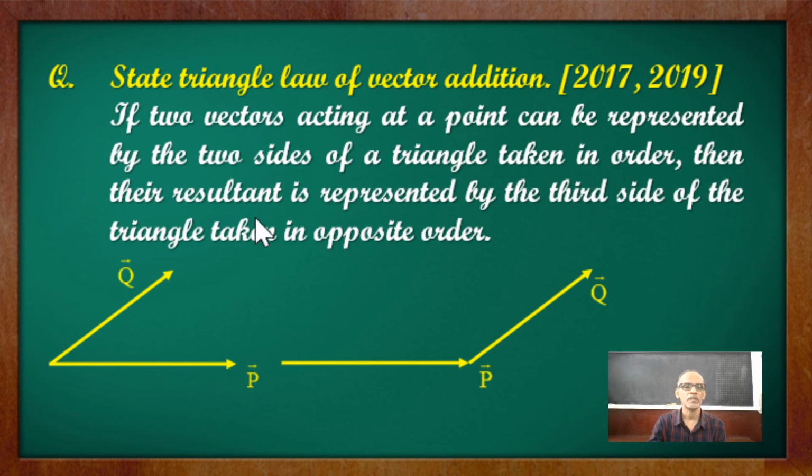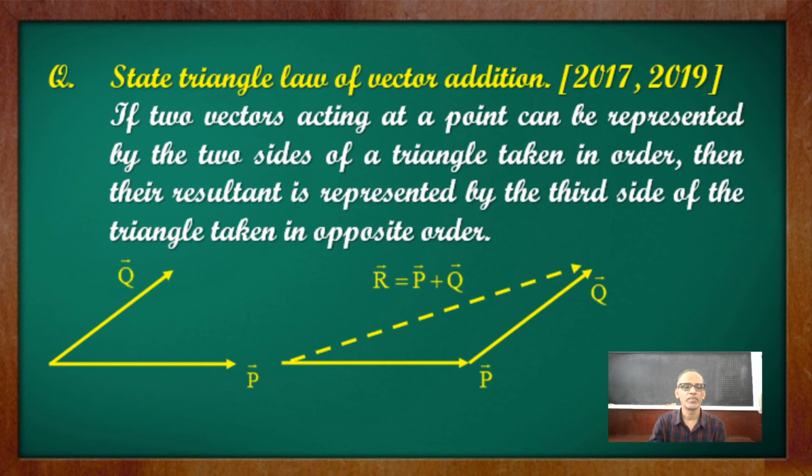Then the resultant is represented by the third side of the triangle taken in opposite order. So if we construct the third side, it comes here. That will give you the resultant of the first two vectors, and then you can see it's taken in opposite order. That means this arrow is taken in this direction, which is a clockwise direction.